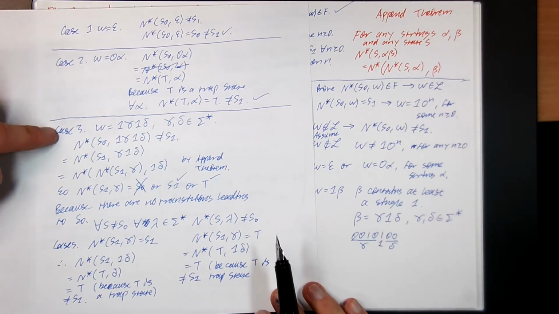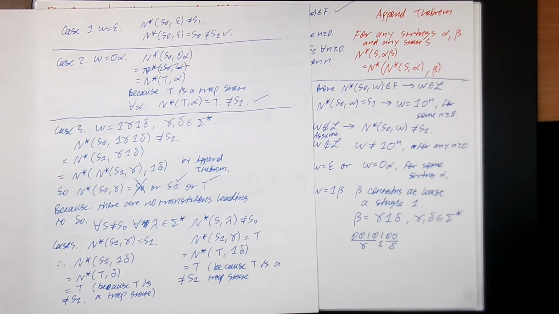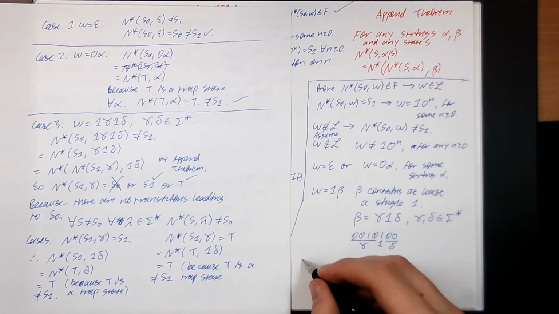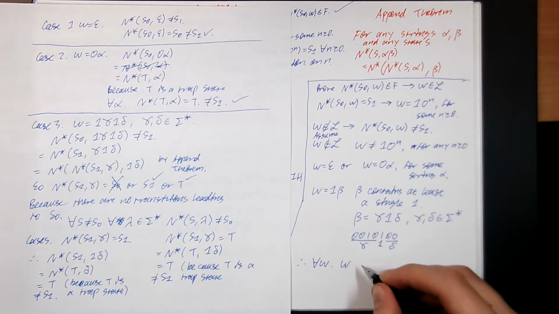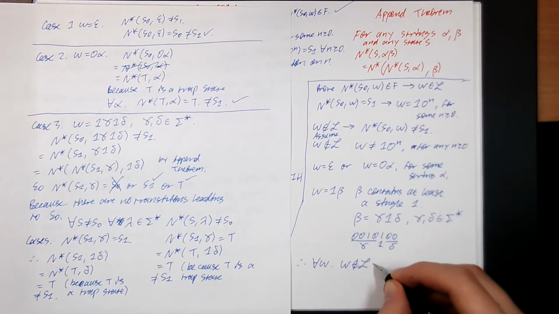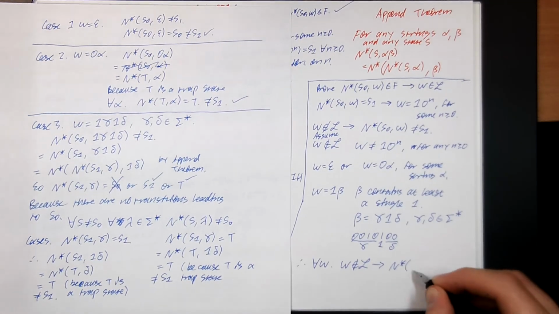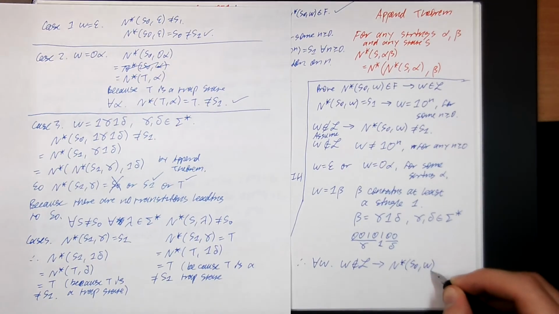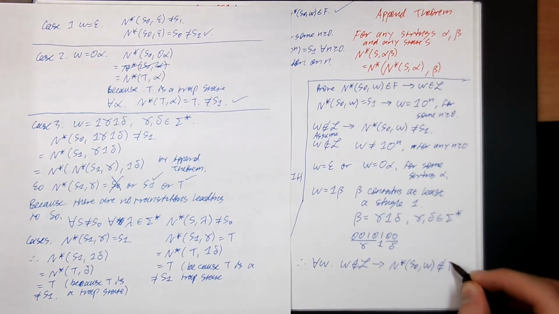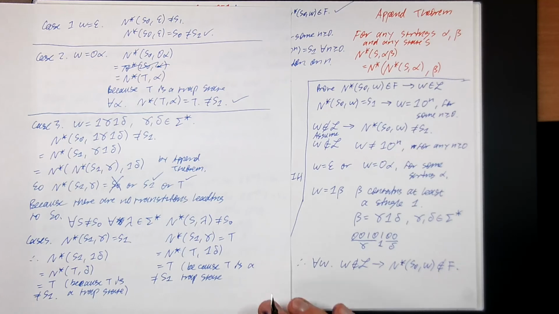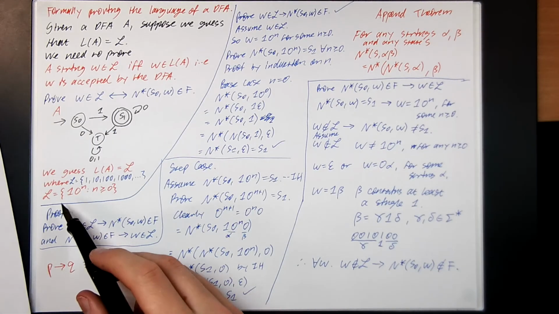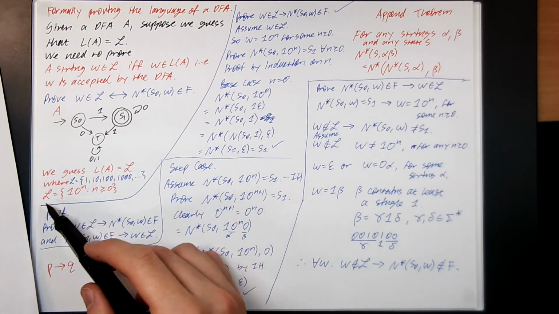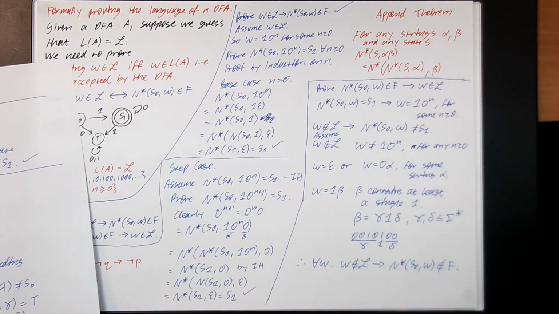And then for the 3 cases, we proved in each case, the state we end up in is not S1. Therefore, we can conclude, for all W, if W is not in curly L, then from the start state, reading W, we do not end up in a final state. Therefore, we've proven both cases here, and we've formally proven that the language for this DFA is indeed this language here. So that's how you do the formal proof.